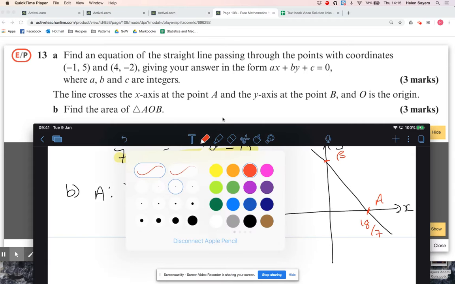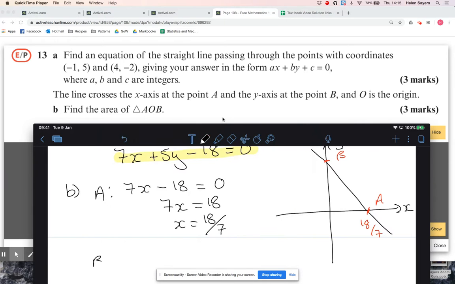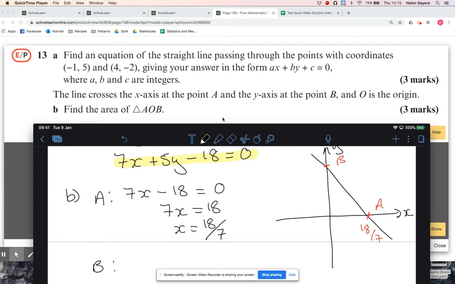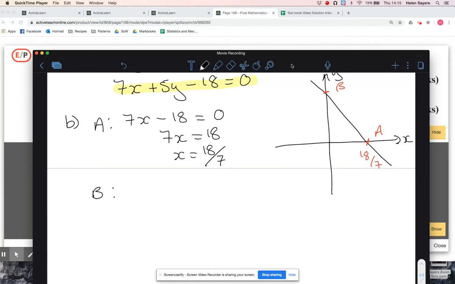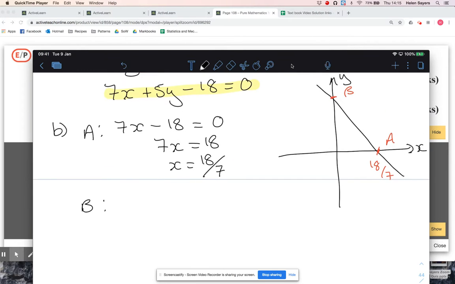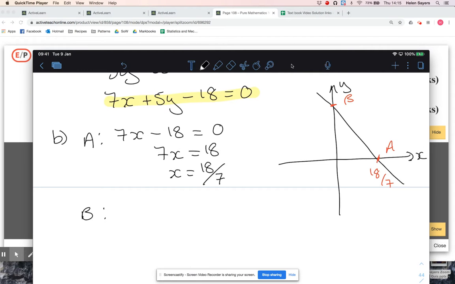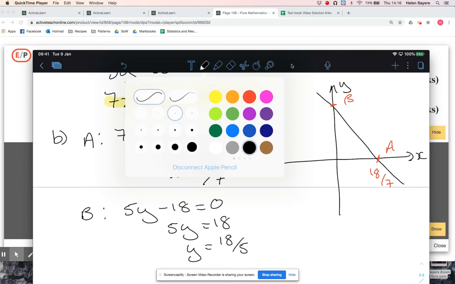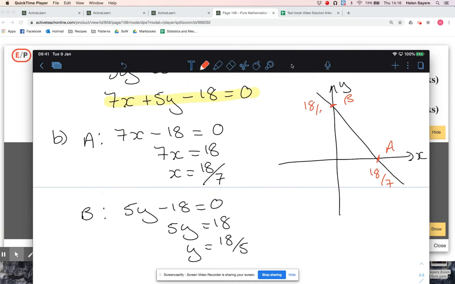Okay, what's happening at B? Well, B is where x is 0. So again, I'm going back to that equation highlighted in yellow, and if I substitute x is 0 into that, I get 5y minus 18 is 0. So 5y is 18, so y is 18 over 5. So that's the y-intercept. Once you've got that, it's then fine from there.